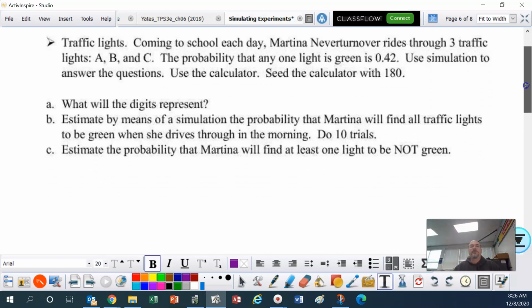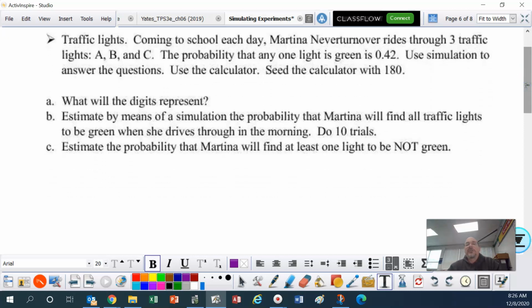Traffic lights. Coming to school each day, Martina never turn over. Now, I don't know if any of you know about golf. Actually, not golf, tennis. There was a famous tennis player. Her name was Martina Navratilova. So one of my math buddies down in Texas came up with Martina never turn over.